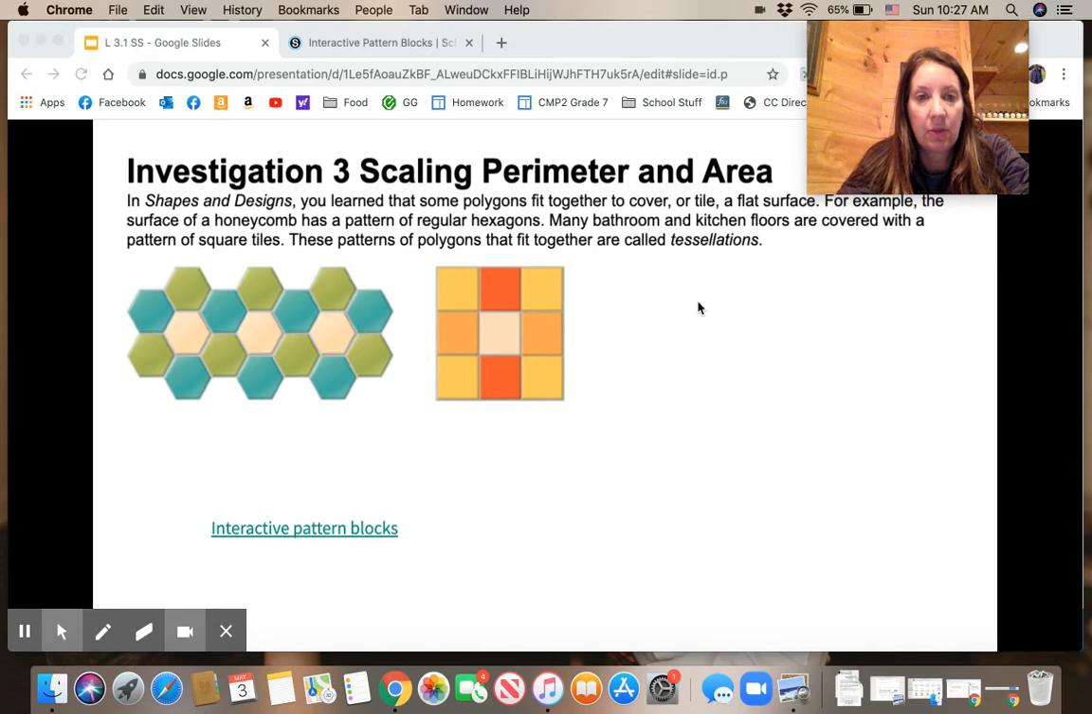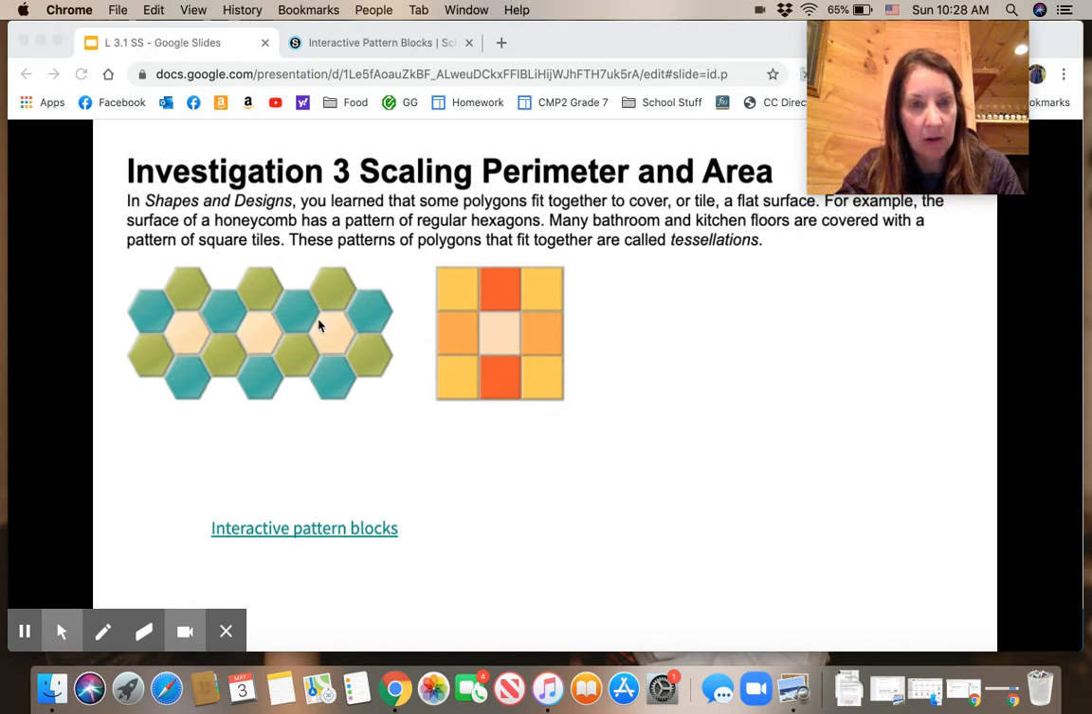So in investigation 3, it says, in Shapes and Designs, you learned that some polygons fit together to cover or tile a flat surface. I don't think we did Shapes and Designs, but it's about 2D geometry. You can see here an example of a tiling where you fit things together. Hexagons can tile, squares can tile, anything can tile as long as around this point of intersection, the angles all equal 360 degrees. This works because each square has a 90-degree angle, and 90, 90, 90, 90 makes 360.